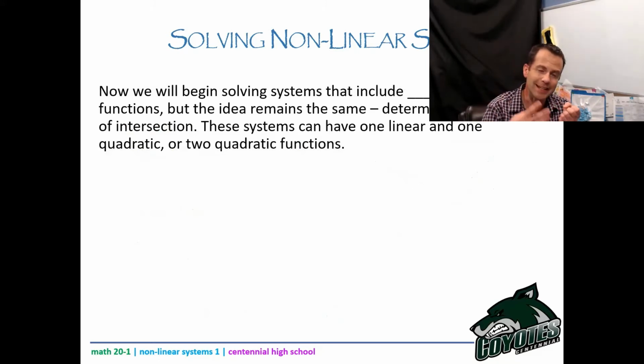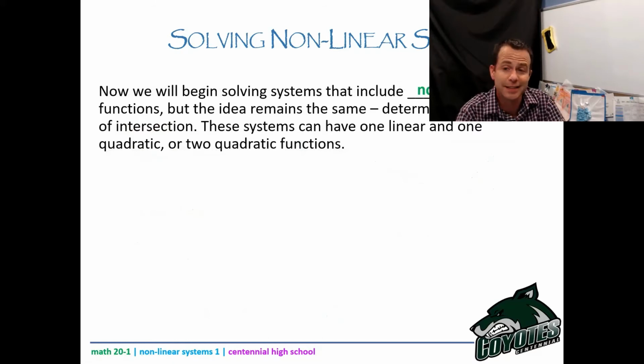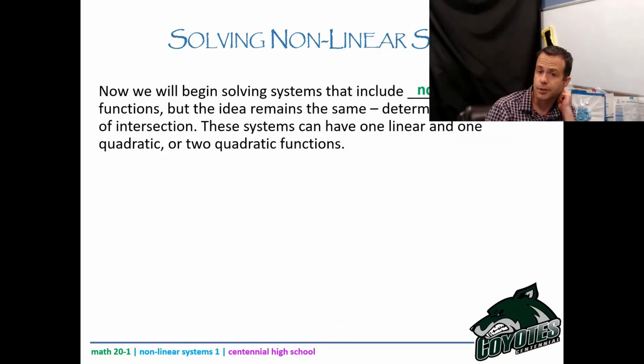Where we want to take you today is we don't want both of them to be a straight line. We want to throw in a parabola, or maybe we want to throw in 2 parabolas. That'd be fun. Okay, so now we will begin solving systems that include nonlinear functions. But the idea is the exact same. We're going to determine the point or points of intersection. These systems can have 1 linear and 1 quadratic, or 2 quadratics.